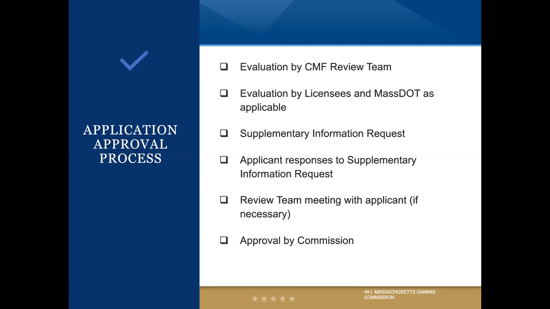Next, application approval process. We have a review team of 6 staff members who review and analyze the applications. Additionally, we request evaluations from the licensees and MassDOT. MassDOT, of course, covers all the transportation, but the licensees get all applicable applications for their review and comment. Any questions which arise are followed up with a letter to the applicant requesting further clarification. We call this a supplementary information request. The response is generally due within 2 weeks of the request.